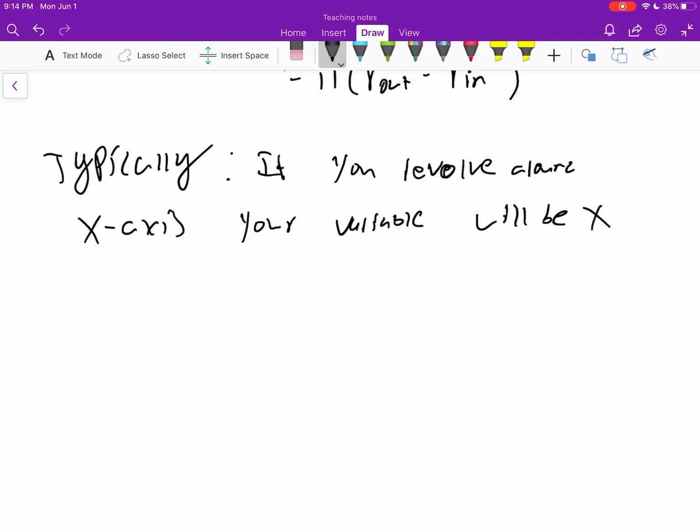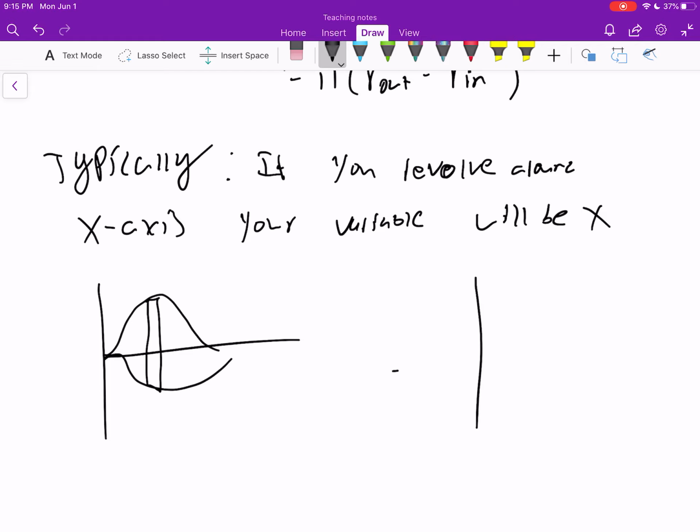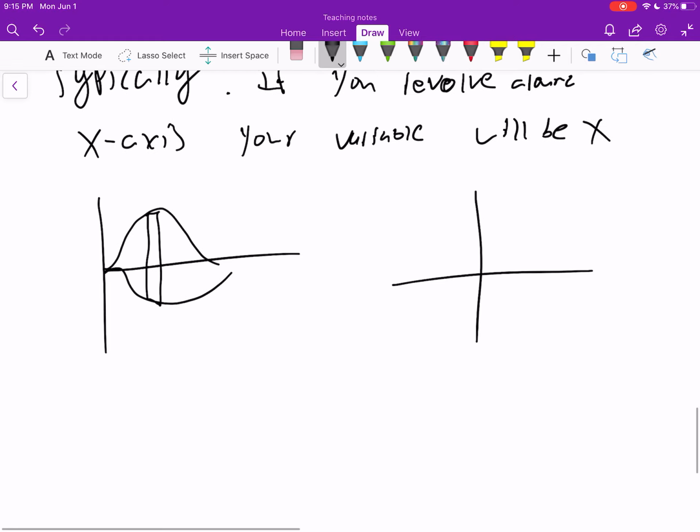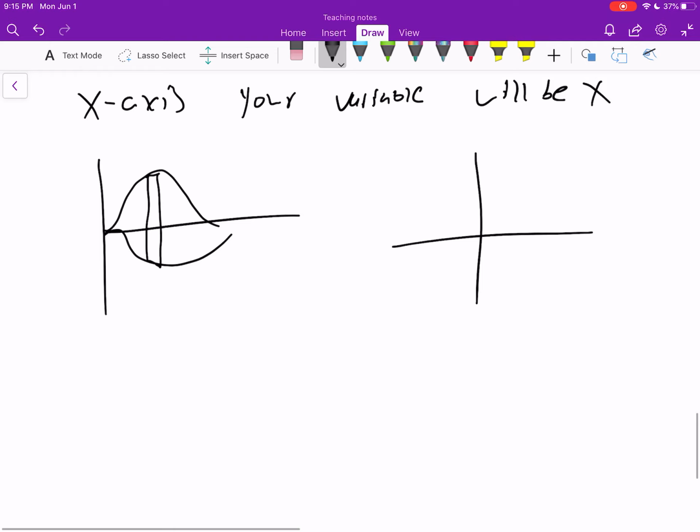What that's going to look like is, if I have something that looks like this, and I rotate it around like this, I would use discs, and the direction these discs extend in will be the x direction.